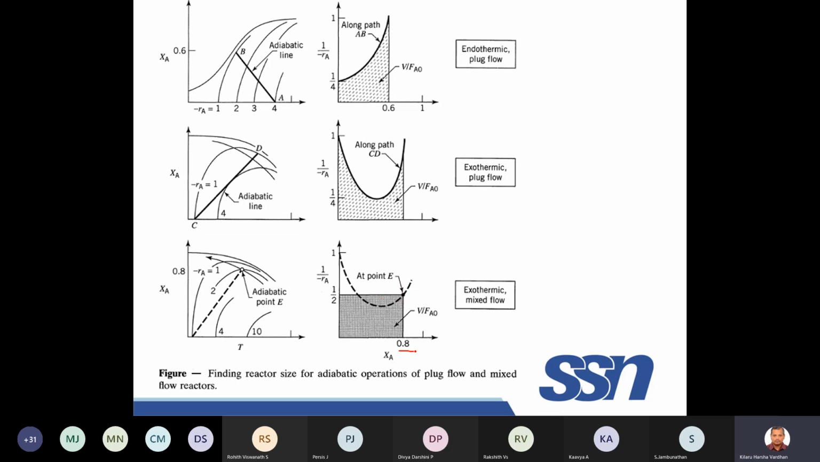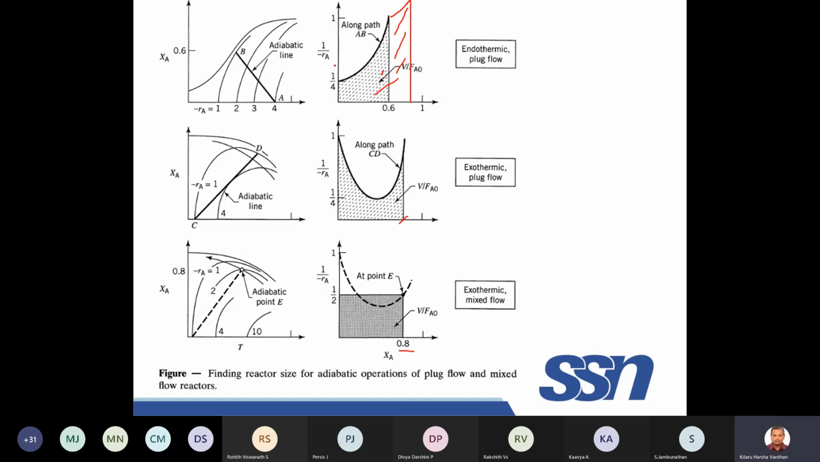What point, how do you fix this point? It depends on what conversion you want in that particular reactor. Here also, this point is fixed by the conversion you want. If it is 0.7, then you draw a line, this line will extend, and this also will be the extra PFR, right? Any doubt here?